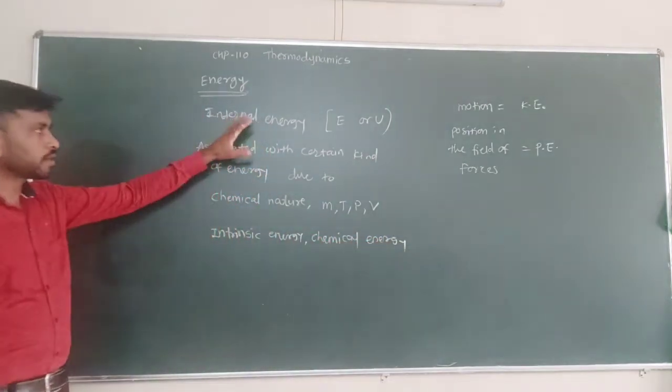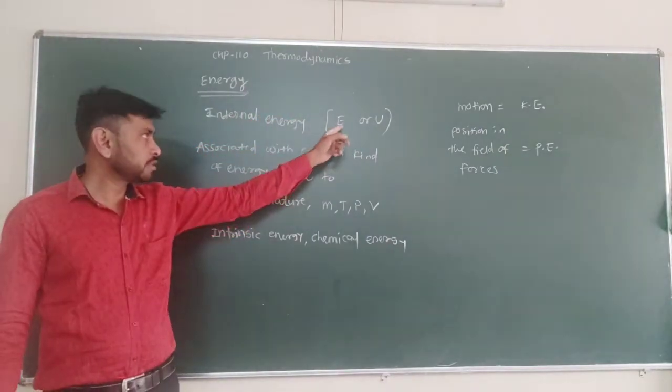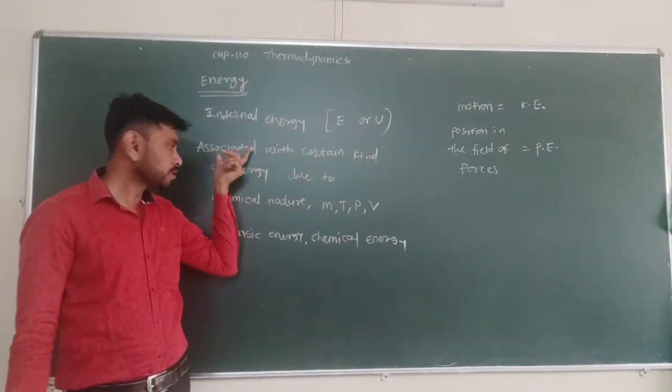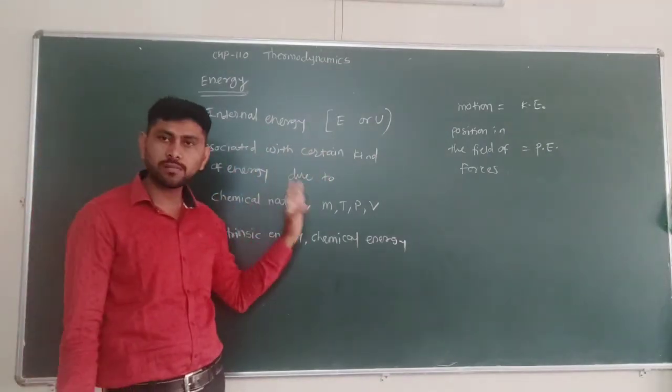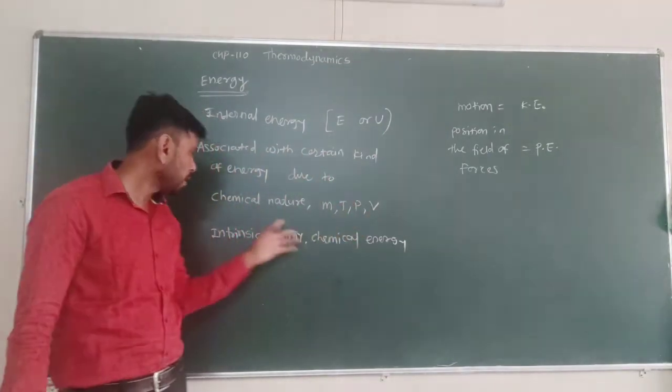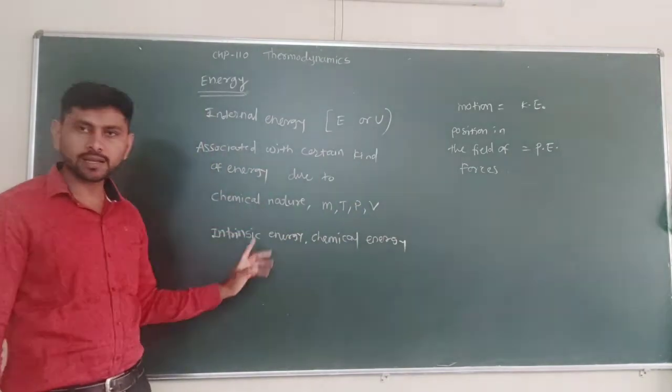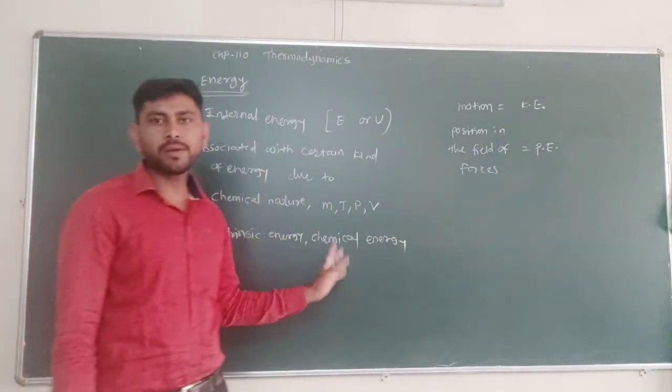So internal energy is represented by E or U. Every substance is associated with a certain kind of energy due to its chemical nature, mass, temperature, pressure, volume, and this energy is called intrinsic energy, internal energy, or chemical energy.